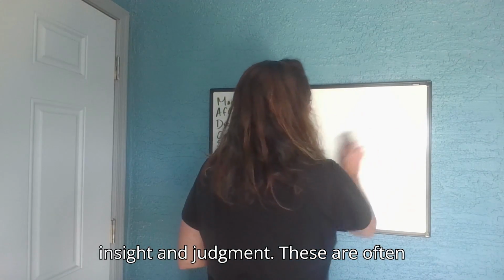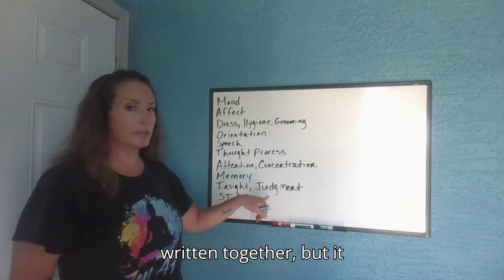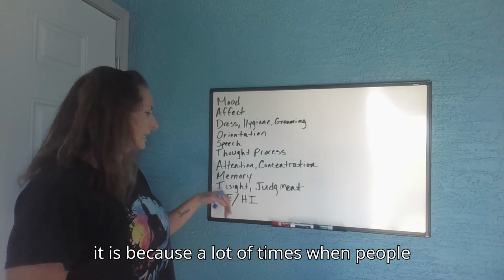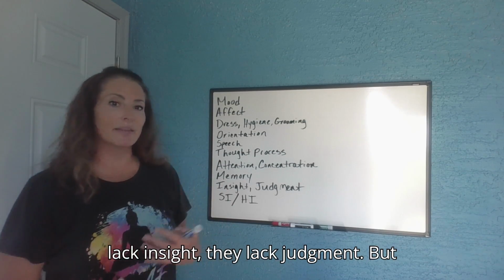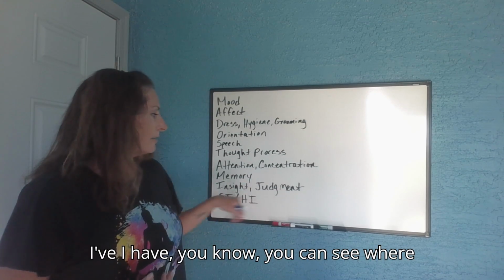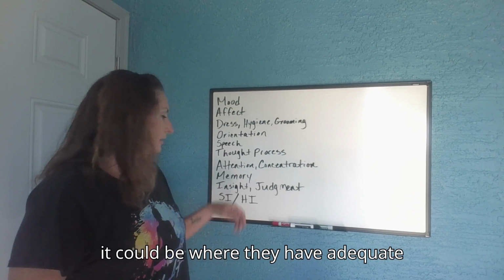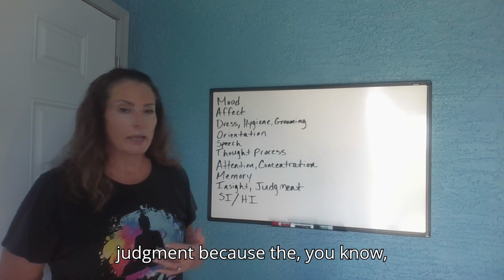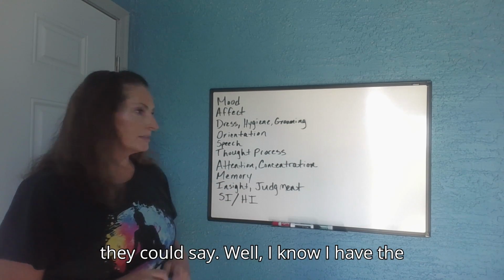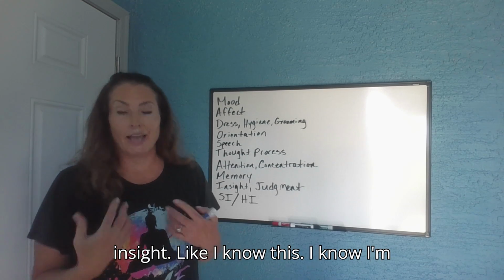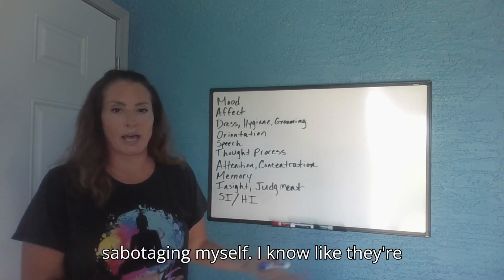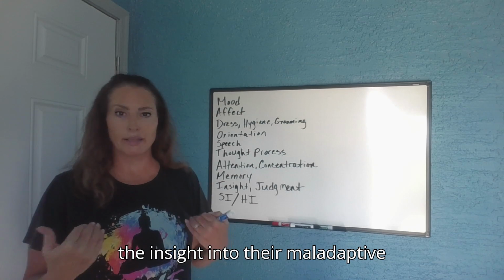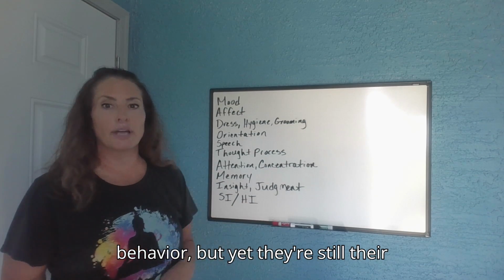Okay, so insight and judgment. These are often written together, but it doesn't have to be the same answer, right? Most of the time it is, because a lot of times when people lack insight, they lack judgment. But you can see where they could have adequate insight but poor or impaired judgment, because they could say, I know I'm making poor choices. I know I'm sabotaging myself. They're acknowledging the awareness. They have the insight into their maladaptive behavior, but yet their actual judgment is impaired.